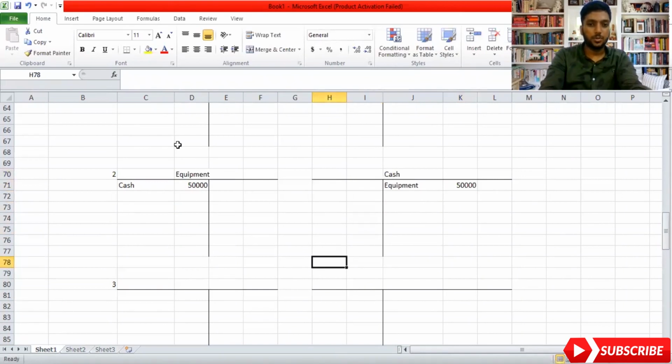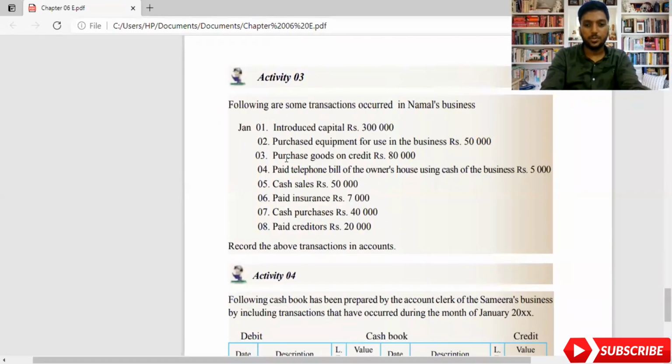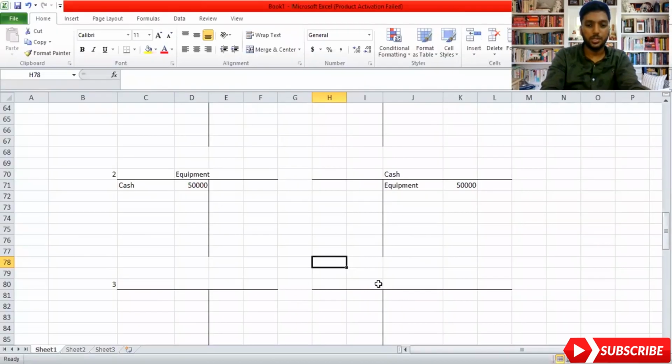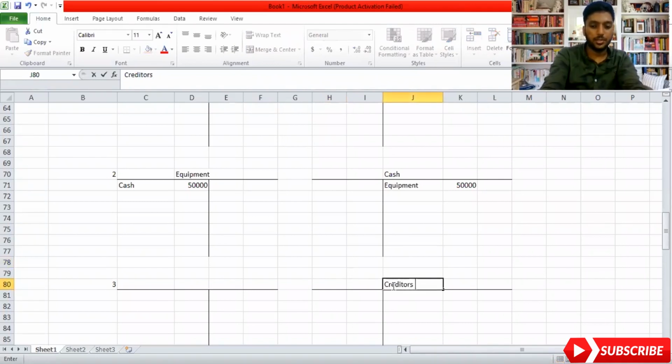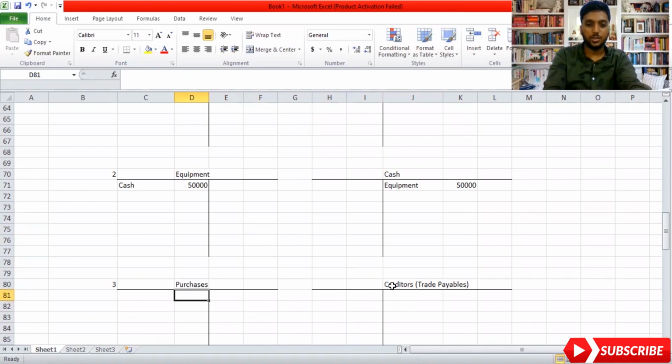And the third adjustment says purchase goods on credit, 80,000. So when I purchase goods on credit, I will purchase from one person. We say that person as creditors, or also you can say them as trade payables. And when you buy goods on credit, you will say the goods as purchases. Purchase is an asset account, it's an inventory. So when you purchase inventory, your asset is increasing, it's a debit. Actually, creditors is giving you, I don't know how much the amount, so I'll write here purchase.